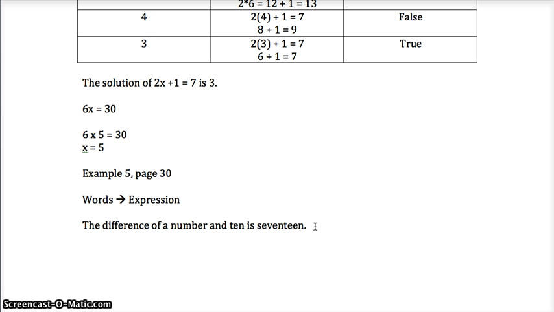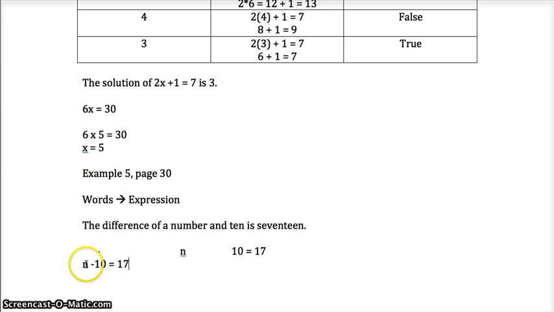So let's break this up. We've got the difference, which we decided means subtraction. And then we've got of a number, so we've got an n. And we've got a 10. And we've got is 17. So now we've got this is 17 part down. We just need to figure out this, because this right here is not an equation. It's not the way we are used to seeing an equation. So the way we have to write it is the difference of a number and 10 is 17.